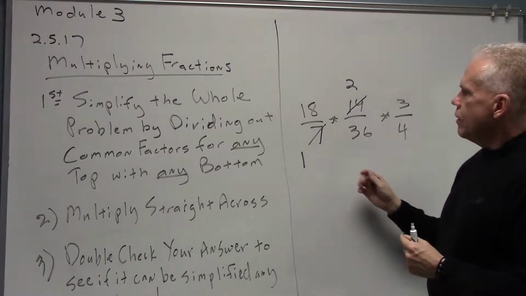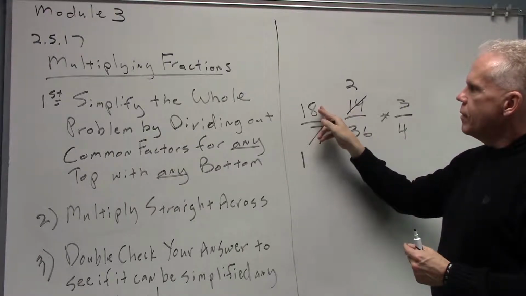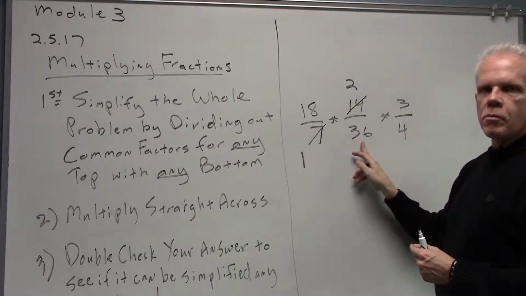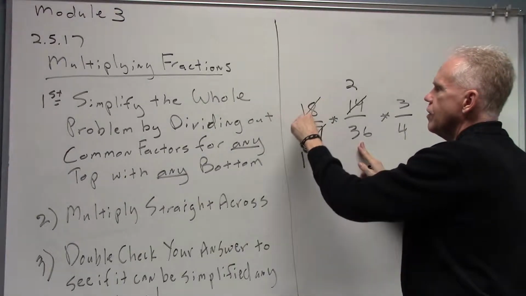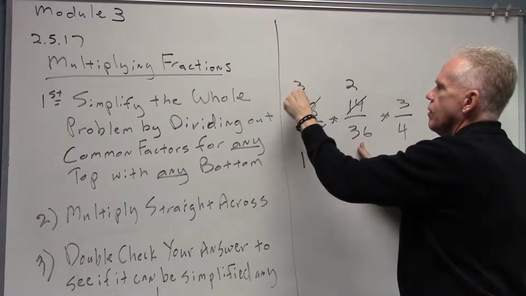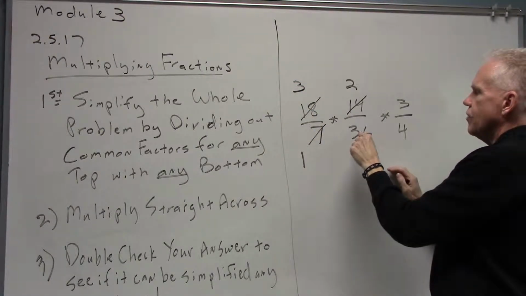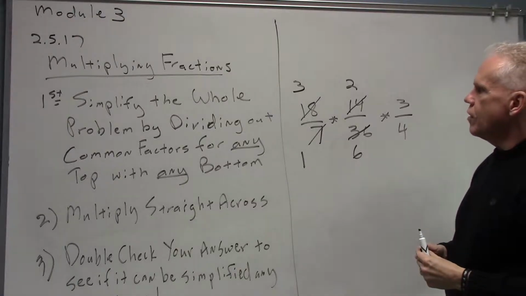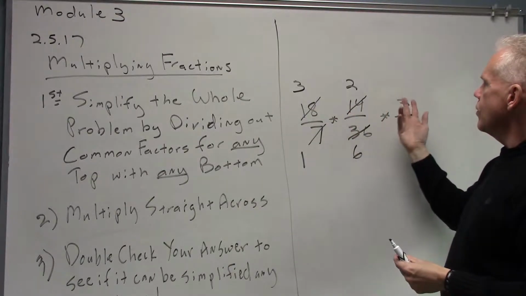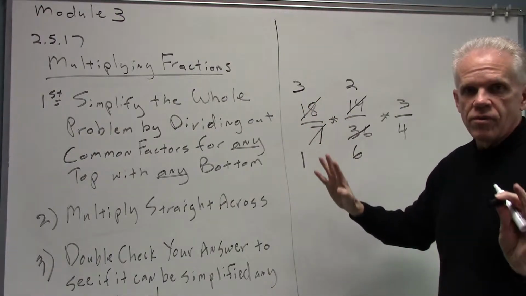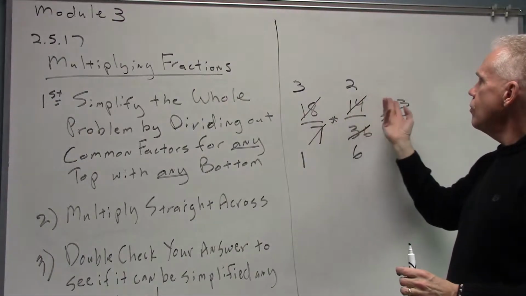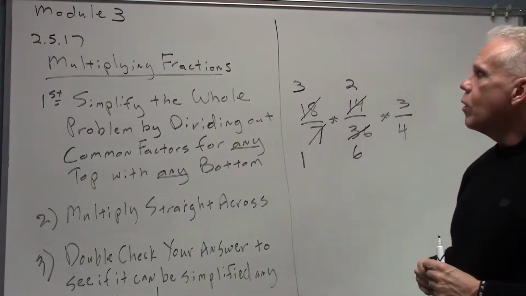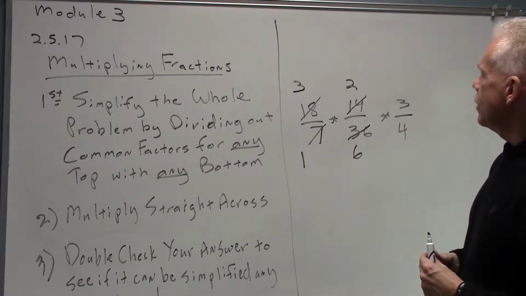I'm thinking here that probably I can divide 18 by 6. 36 is also divisible by 6. So let me divide 18 by 6, and that'll get me 3. And then 36 divided by 6 is 6. So automatically you can see this is going to be much easier. Instead of 18 times 14 times 3, even if I stop simplifying now, I'd be doing 3 times 2 times 3. Much easier arithmetic to deal with. But I've got more that I can do.